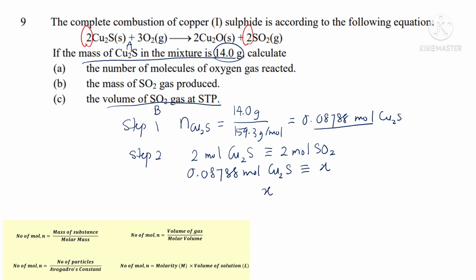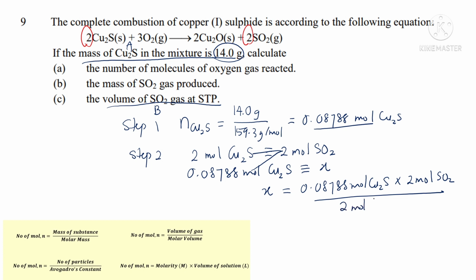To find the mole of sulfur dioxide, basically we do cross multiplying: 0.08788 mole of copper sulfide multiplied by 2 moles of sulfur dioxide, divided by 2 moles of copper sulfide. The moles of copper sulfide cancel out, the 2 and the 2 cancel out, and that gives us 0.08788 mole of sulfur dioxide. Then we can move on to step number 3 to find the volume of sulfur dioxide gas.